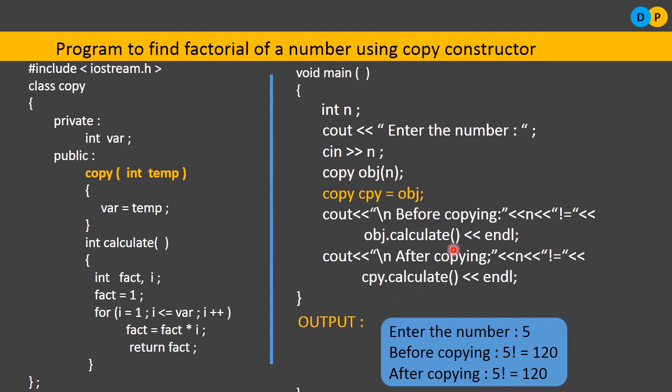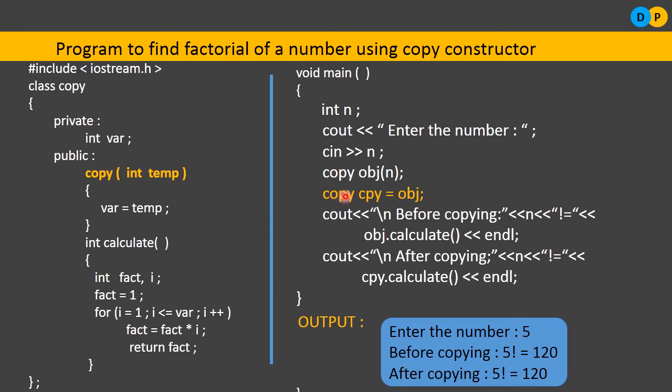After executing this program, please notice here, enter the number. Let us go to the output. The user has entered 5. Before copying one object value to another object, what happened? Before copying, the factorial of 5 was 120. After copying, when I execute this statement, the factorial of 5 is also 120.